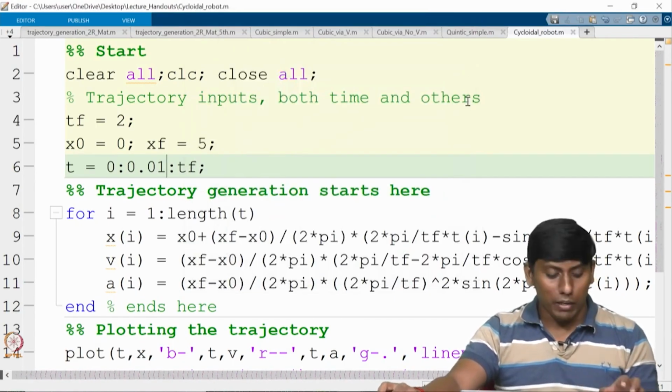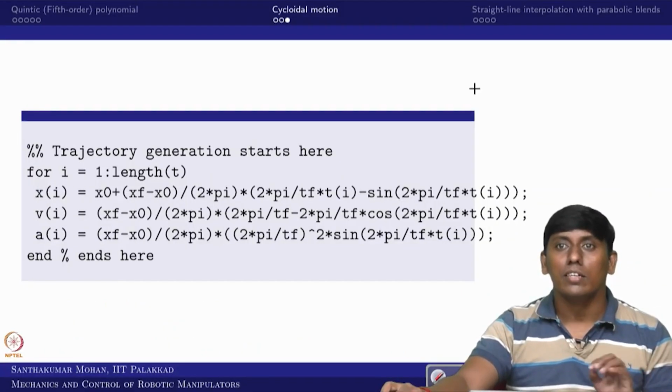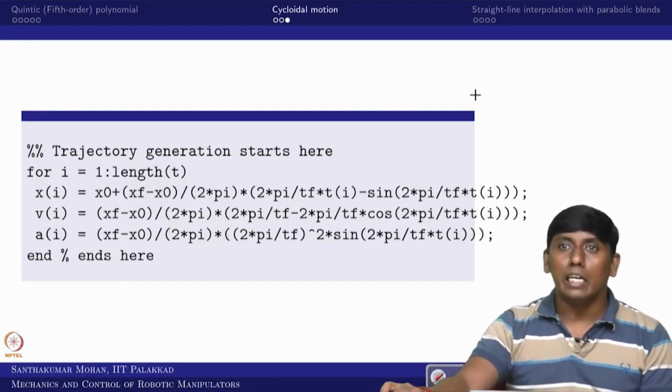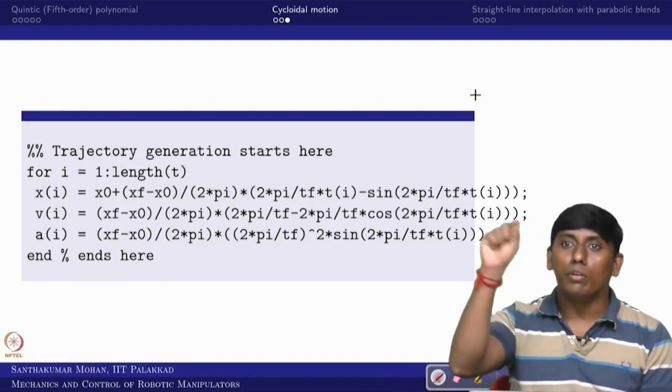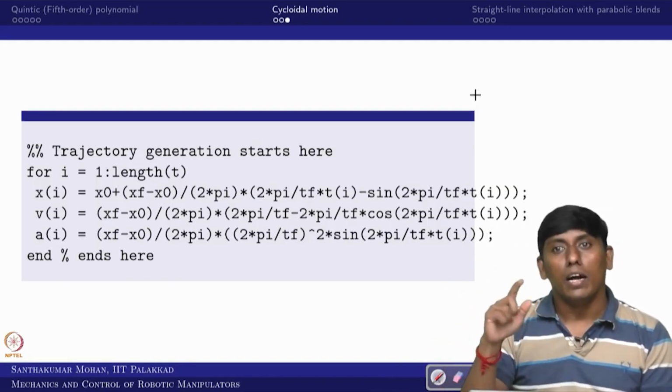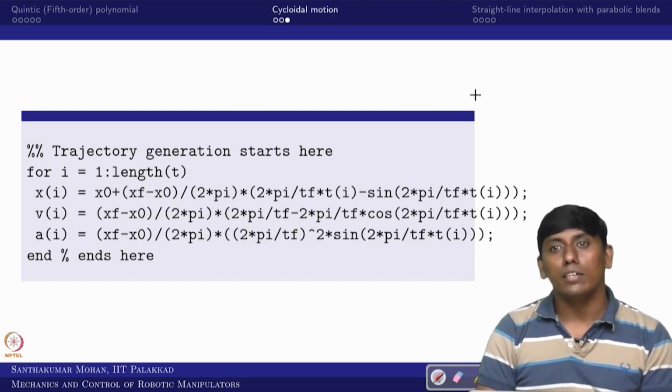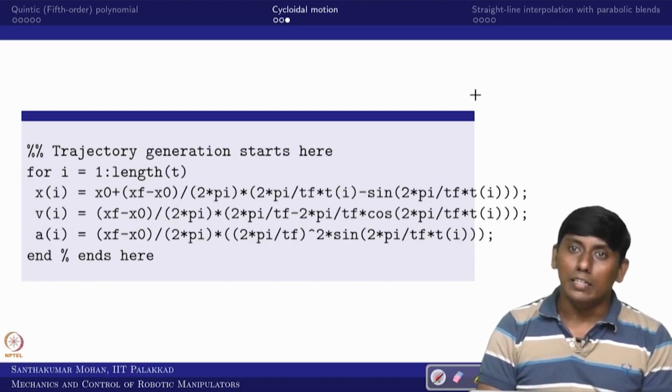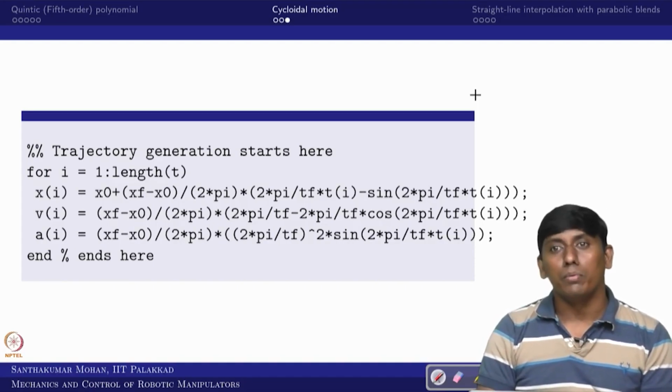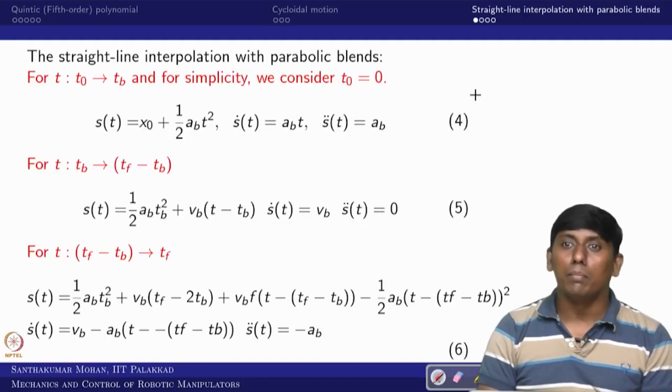We'll see the final one in this particular lecture, what you call straight line interpolation with parabolic blend. Straight line interpolation means from start to end we just make a straight line, and the slope we take and multiply, but that is non-smooth because the acceleration is infinite at the initial and final points, which is not possible in real time. The actuator will not be able to support that. So for that we are doing the blending.